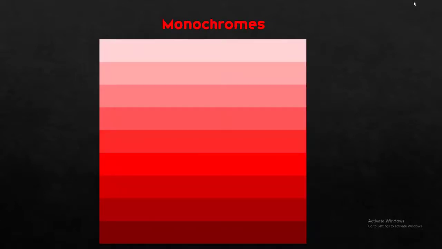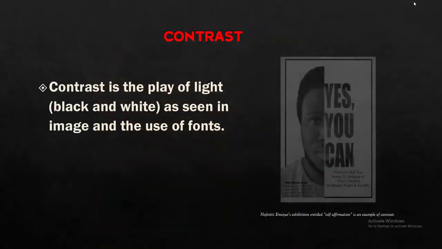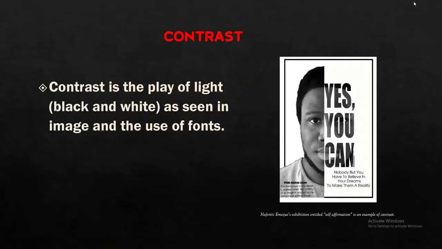You can use colors by simply using the monochromes of one color. Monochromes are simply color schemes made up of different forms of a particular color. You can also use them by creating a contrast. A contrast is the play of light in a design.